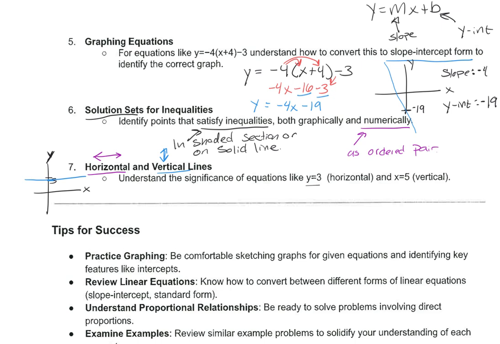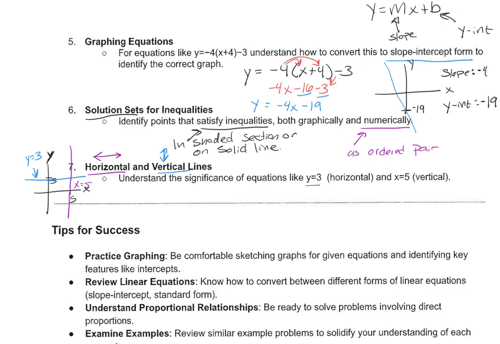Now, if I have something like x equals 5, well, I can't put that into my calculator because my calculator doesn't really graph x lines for me, but we can figure out how to do it. So we're going to go over here on the x-axis. We're going to go over 5, and then we're going to draw that vertical line. So this one would be x equals 5. This line right here is y equals 3.